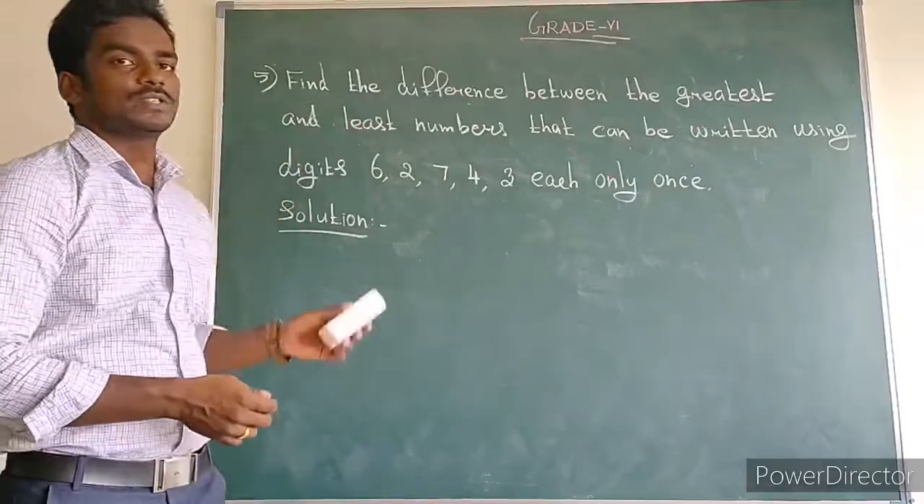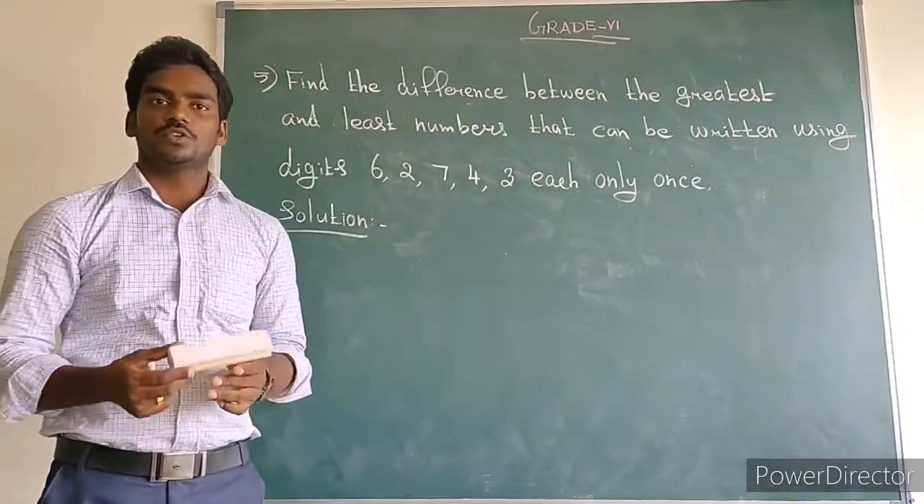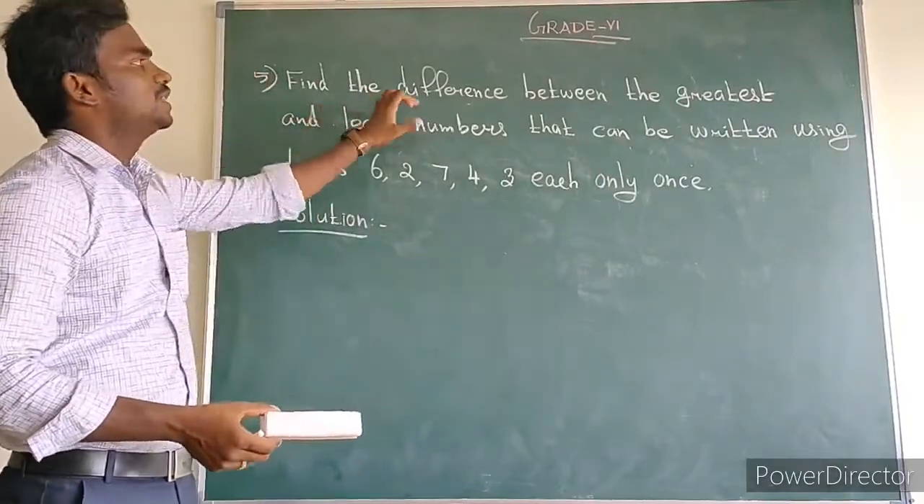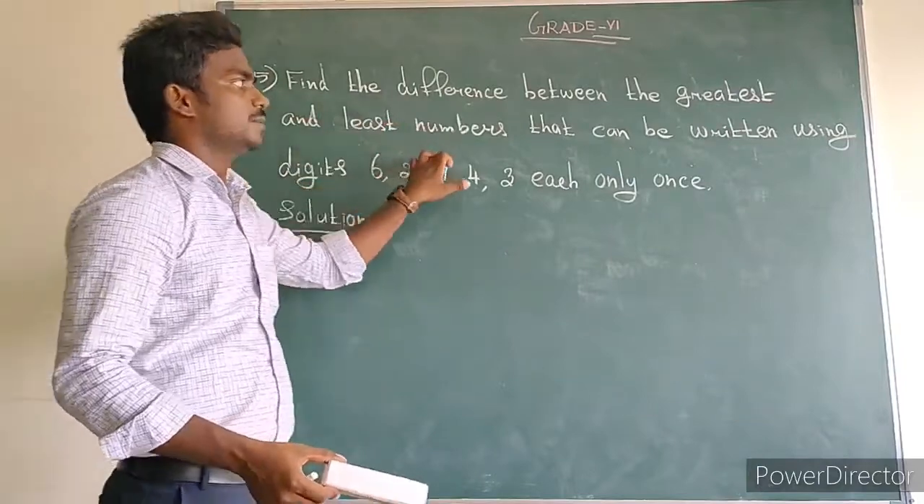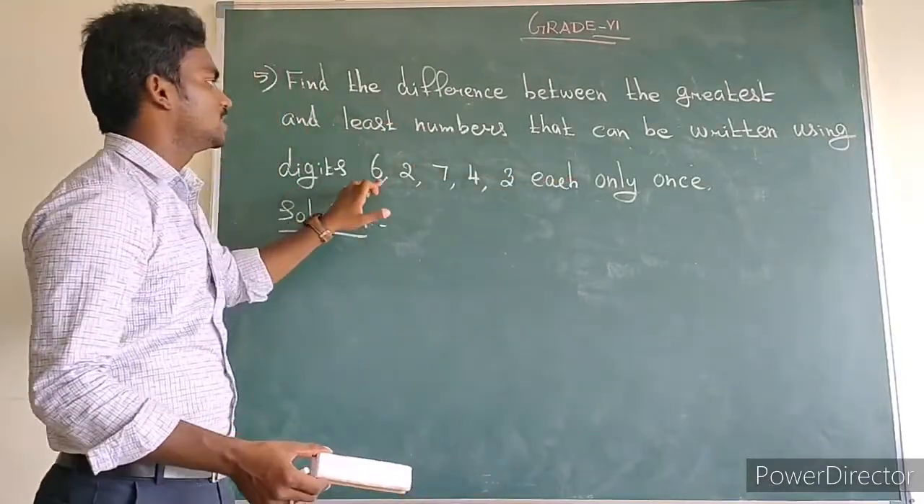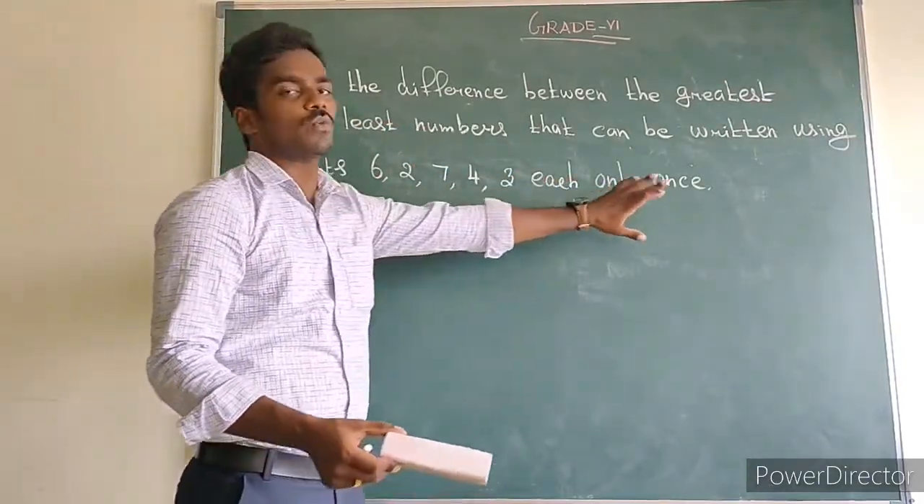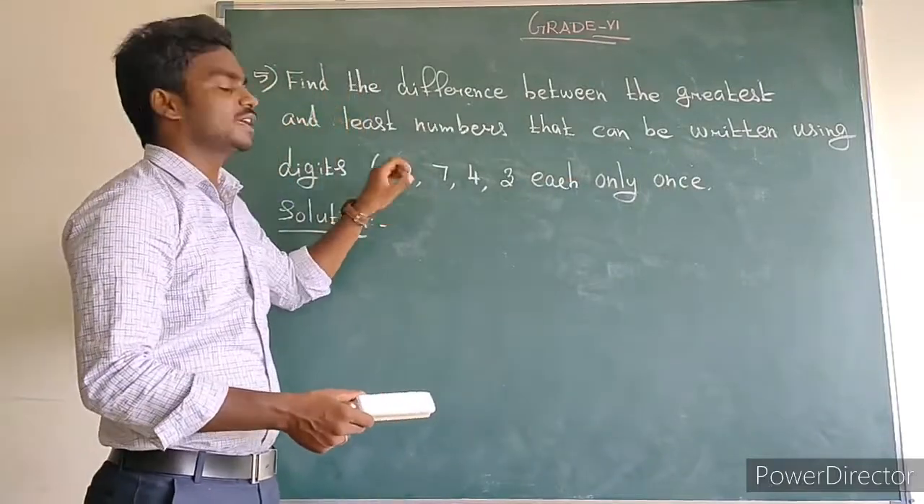So next, our fifth question. Third and fourth questions you will do as your homework. Next, fifth one. Find the difference between the greatest and the least number that can be written using digits 6, 2, 7, 4, 3, each only once. So each number we can write only one time.